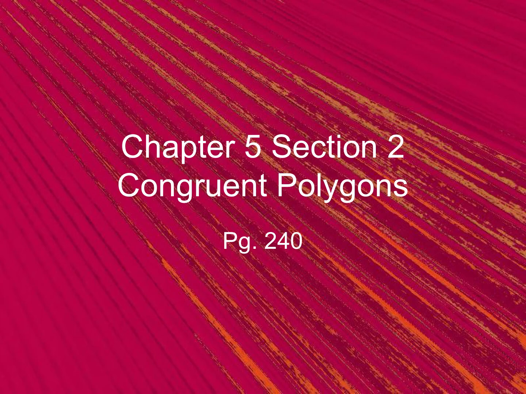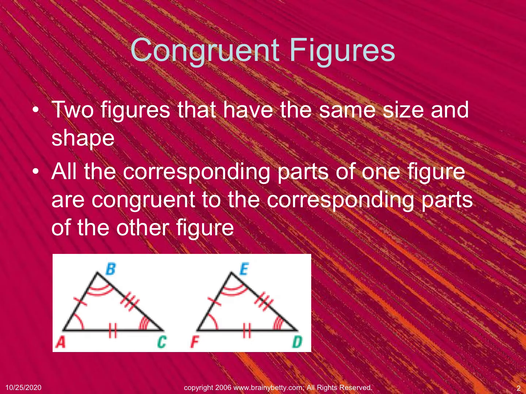So today we're going to cover Chapter 5, Section 2. Today we are going to be covering congruent polygons. So the first thing we're going to do is define what a congruent figure is. And a congruent figure is just two figures that have the same size and shape.